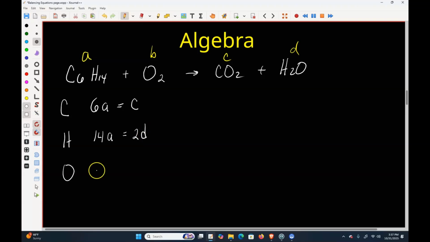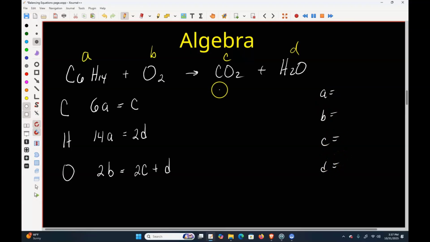All right, for oxygen, I have no oxygen in A. I have 2 in B. I have 2 oxygens in C plus 1 in D. Okay, so A equals, B equals, C, and D equals.